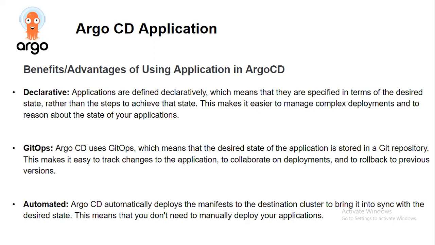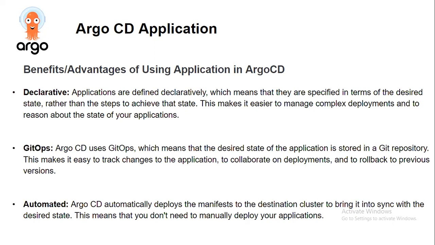The next is GitOps. So ArgoCD uses GitOps, which means that the desired state of the application is stored in a Git repository. And this makes it easy to track changes to the application, to collaborate on deployments, and to roll back to a previous version. So that's the GitOps, right?